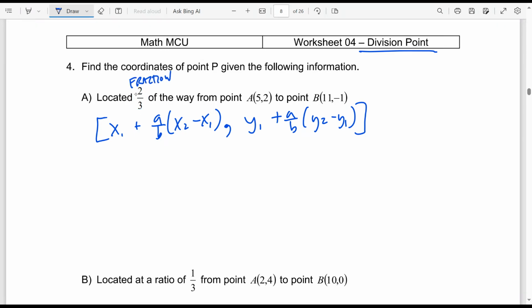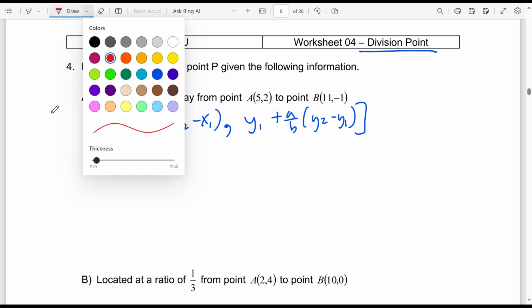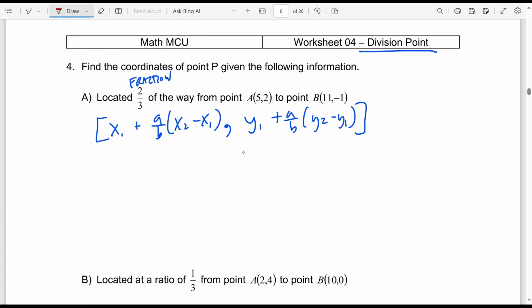Located 2/3 of the way. So that means I know right off the bat for this one, that's going to be 2/3. That's going to be 2/3. Because it says from point A, that makes this one x1, that one y1.